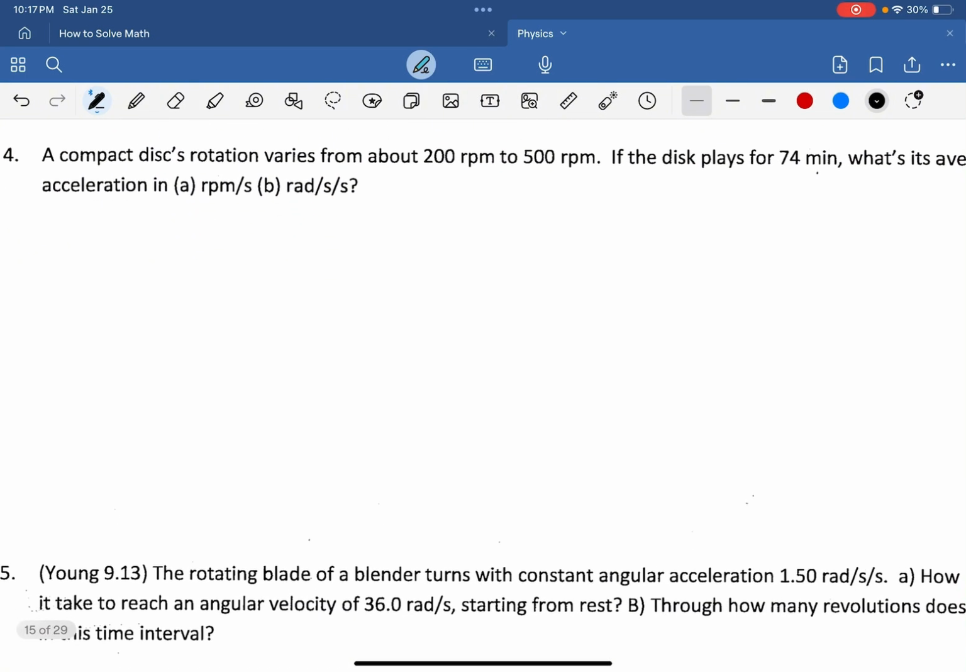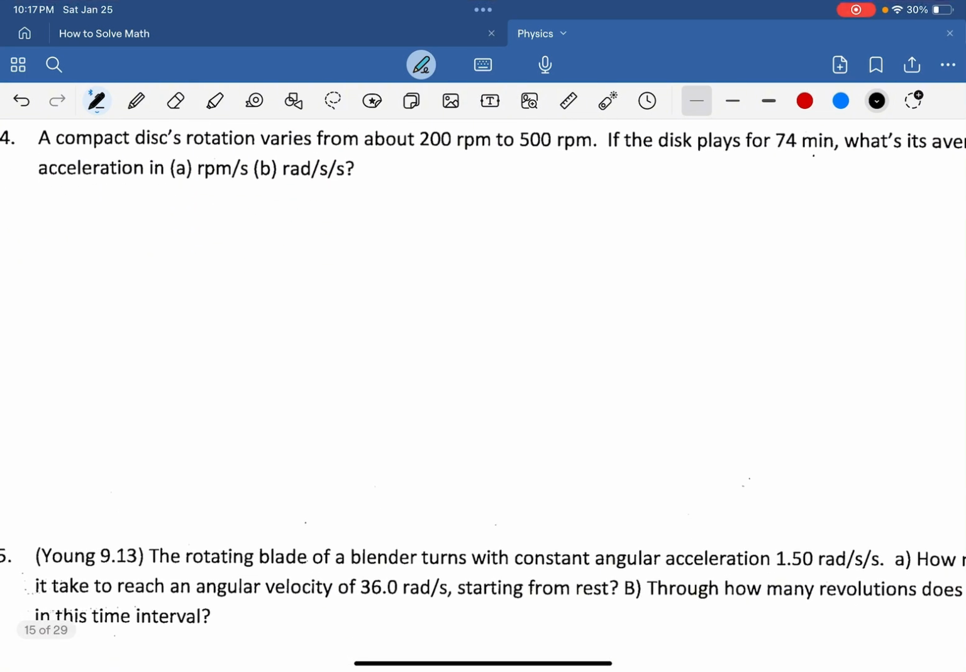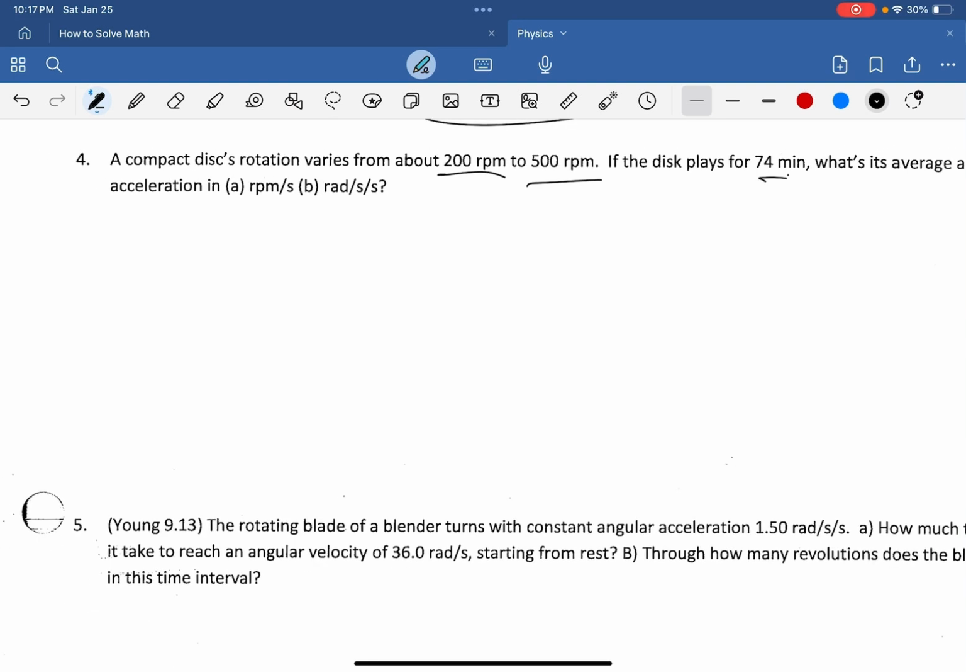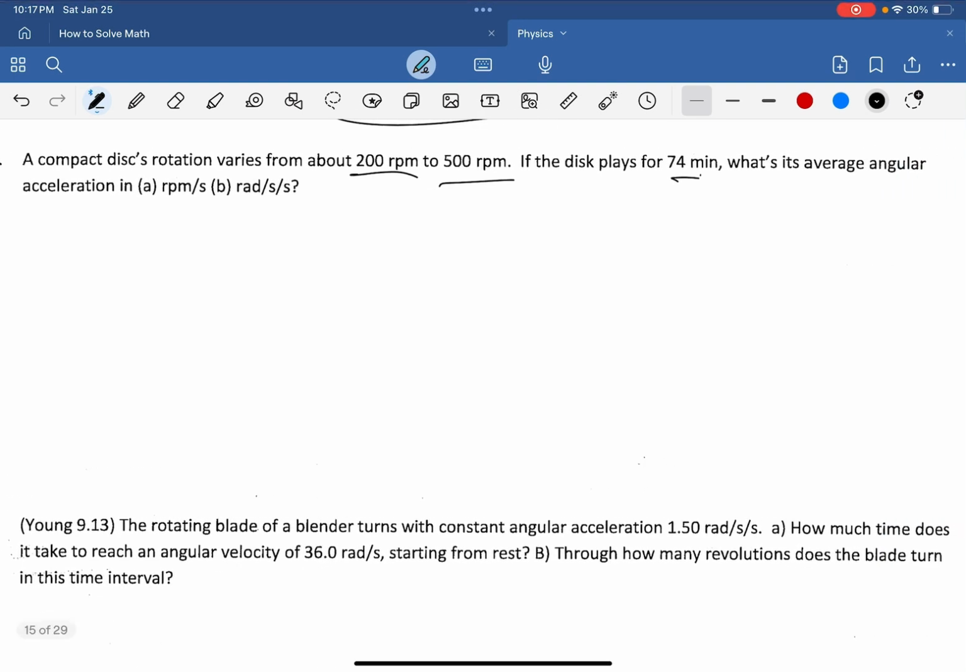Anyways, a compact disc's rotation varies from about 200 to 500 RPM. A disc plays for 74 minutes. What's its average angular acceleration in A, RPM per second, or B, radians per second squared? Okay.